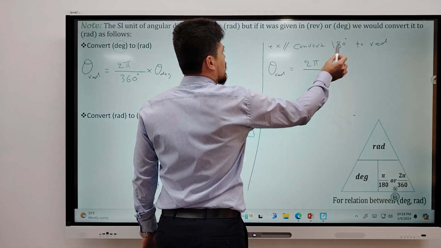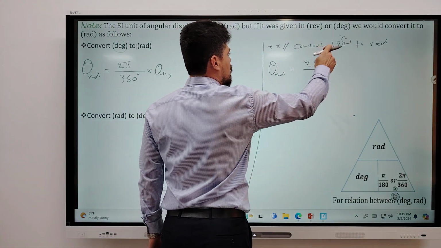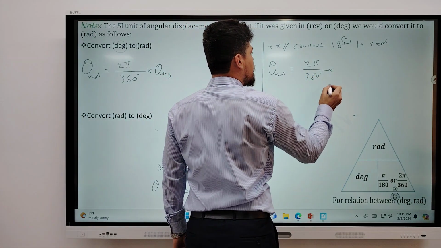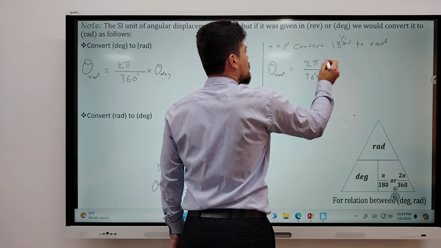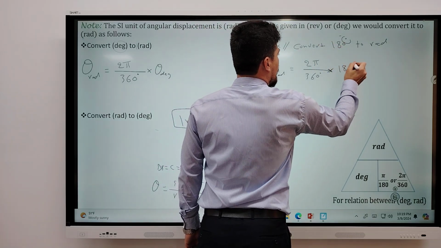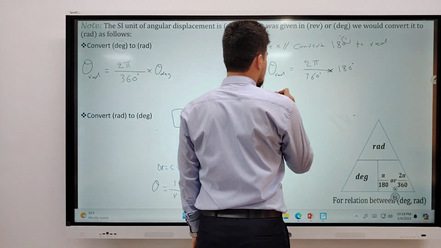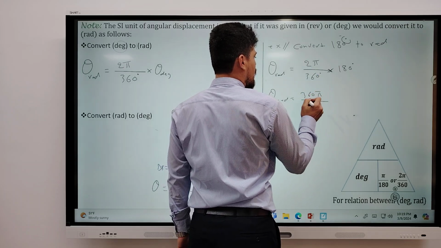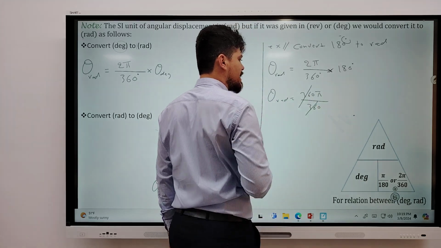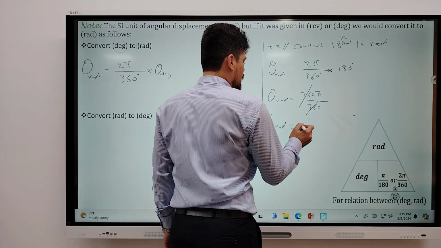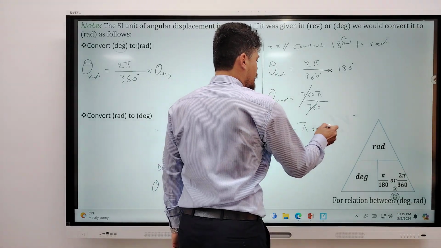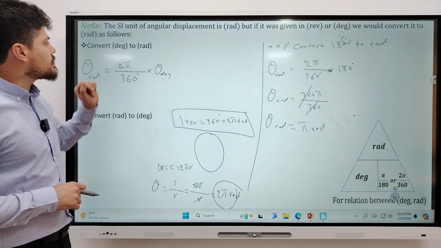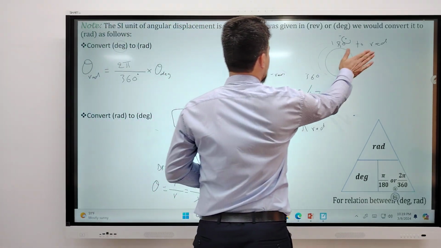2 pi divided by, convert to what? To degree, convert degree to rad, divided by 360 degree. Multiply by what? The angular displacement that is given in the question, 180. So in that case, theta in rad is equal to 2 times 180, 360 pi, divided by 360. 360 cancel. What does remain? Theta is equal to pi rad. So in this way, you can convert the angular displacement in degree to rad.